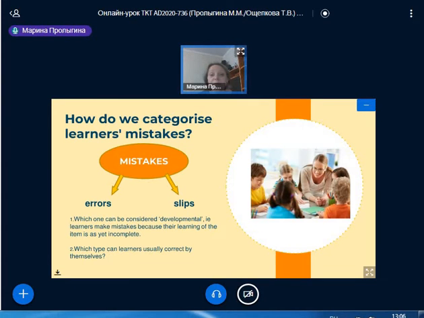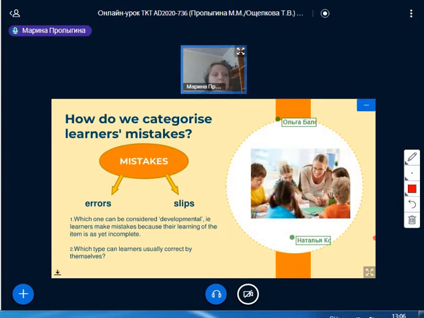Well, so first of all, when we categorize and speak about our learners' mistakes, we can subdivide them into two major categories. We can speak about learners' errors and learners' slips. So, could you please read the definitions of errors and slips and try to identify which is which? What can be considered an error and what can be considered a slip?